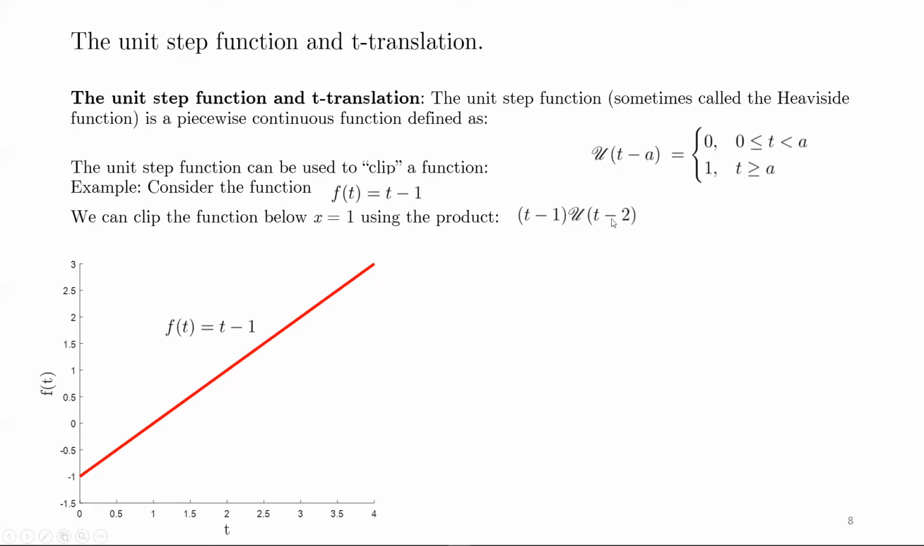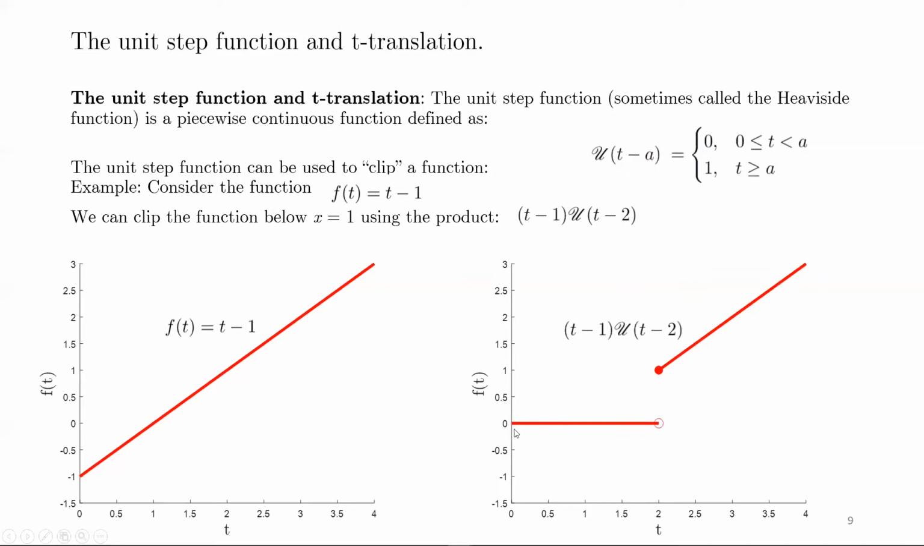For every t less than 2, this combined function is going to be equal to 0. Okay, so between t equals 0 and t equals 2, our function is equal to 0, and then after t equals 2, we jump back to the original function t minus 1. Okay, so we can clip a function. Instead of having this function being linear all the way, we have a linear part preceded by a part that is 0.